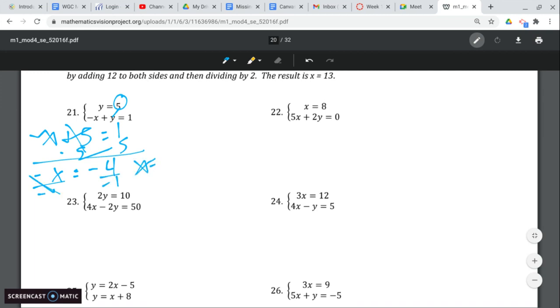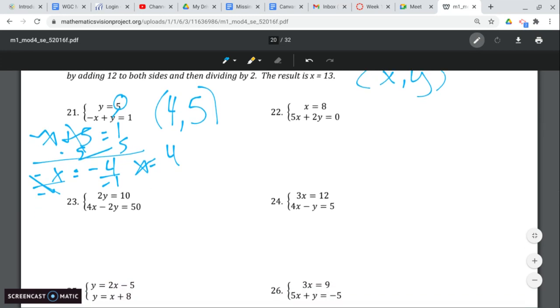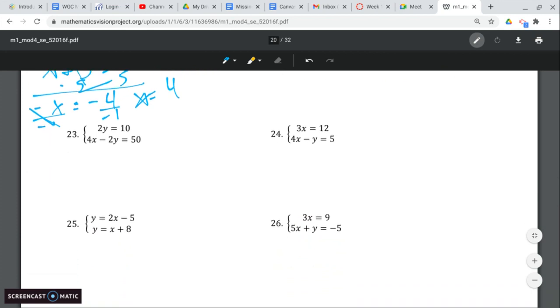So x equals 4. Now remember, with systems of equations, your answers have to be in ordered pair form. So your 4 goes right there because it's x, y. These will all be in xy form for your answers. So we just solved for x. We already knew what y was, so there is our answer: 4, 5 is the intersection point. So 22 will be just like that.